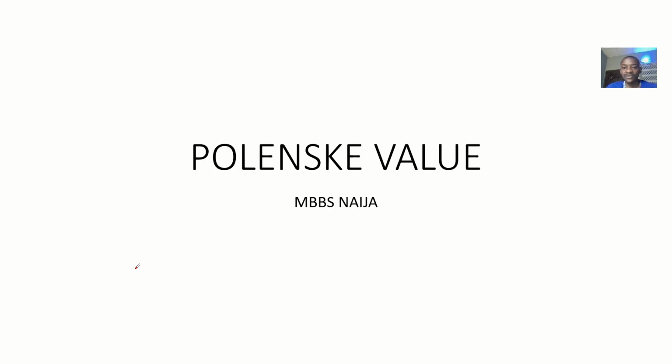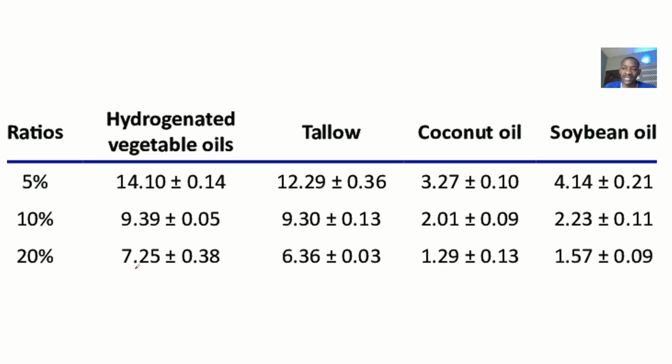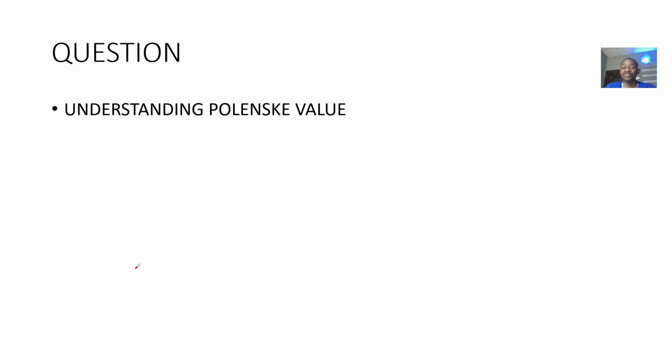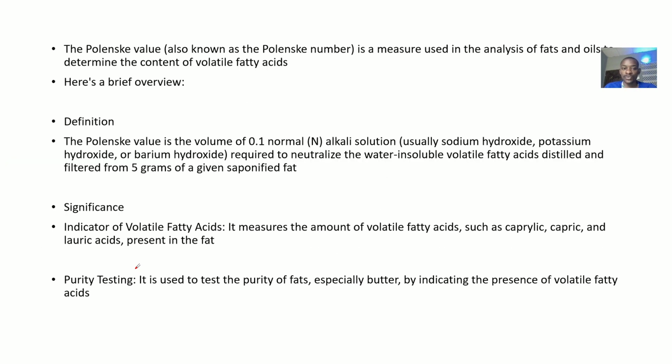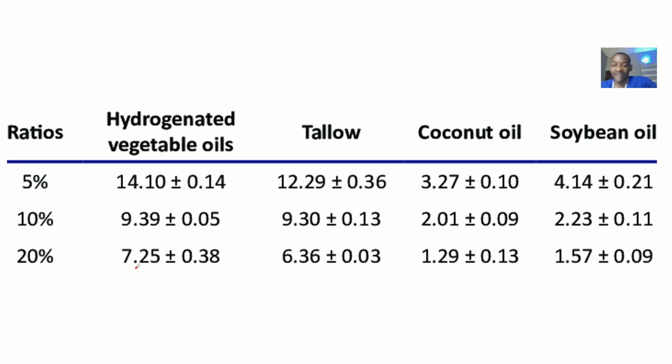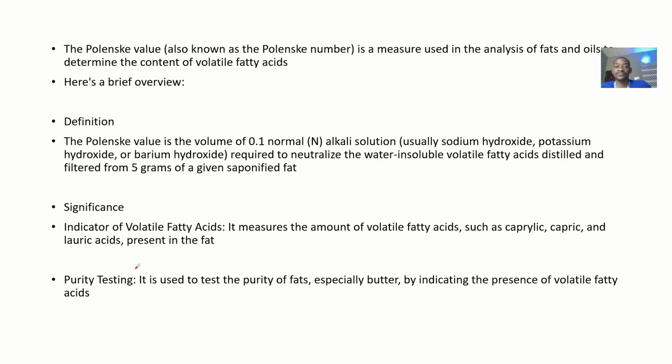We get to look at another value which is used for measuring volatile fatty acid, and this is known as the Polenske value, or some people call it the Polenske number. It's just a value. It's mostly studied at the postgraduate level. Here, it's just for us to define this, talk about the significance, and know that such a thing exists in the world. Do you understand? So looking at the Polenske value, I'll define it, talk about the significance, and that's all.